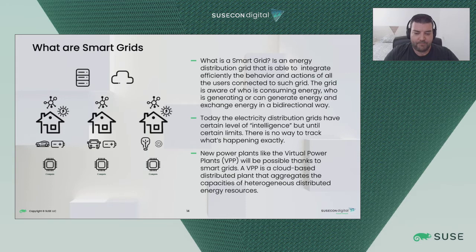And a virtual power plant is a cloud-based distributed plant that aggregates the capacities of heterogeneous distributed energy resources. So, talking plainly, it is software running in the cloud that connects to different smart grids and helps to distribute and share energy. This already exists in some countries like the United States and some countries in Europe. This is a very new concept, but again, we're talking about cloud, we're talking about software.